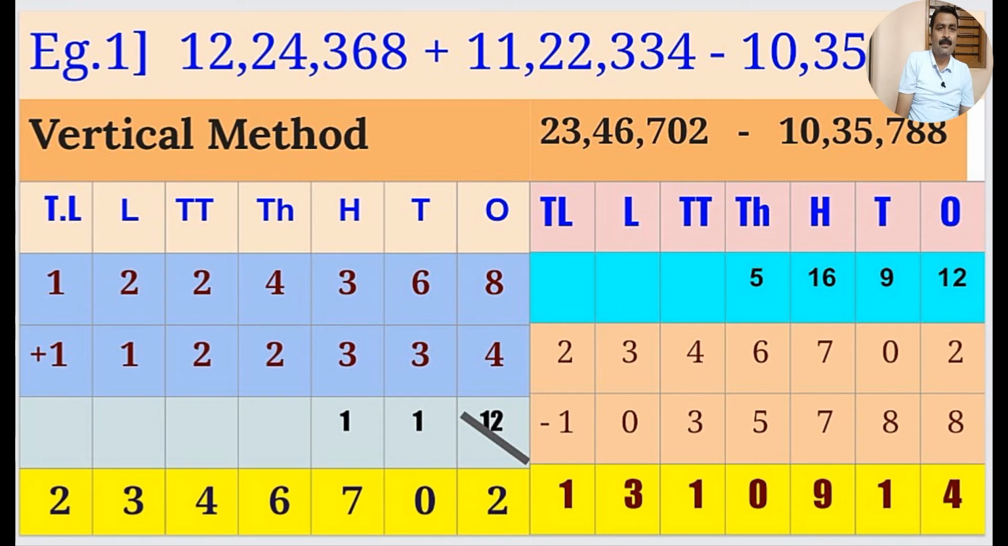So look at the 1000 place. Instead of 6, there is remaining 5 only. So 5 minus 5, we got zero there. At the 10,000 place, 4 minus 3, we got 1. At the lakh place, 3 minus 0, we got 3. And at the 10 lakh place, 2 minus 1, we got 1. So the final answer that we get is 13,10,914. So in this way, we carry out the answers for both operations here.